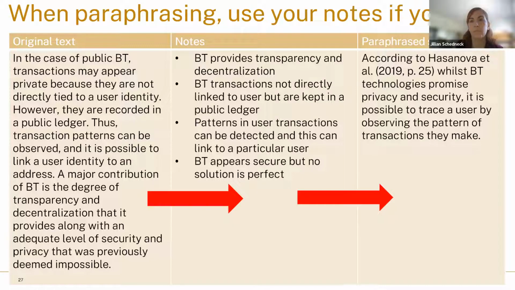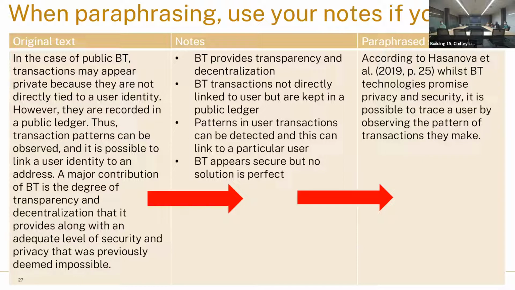Yes. So we've got the original text. When we're taking our notes in the middle column, as you can see, they're not necessarily complete sentences. This is just us taking the key ideas from that original text. So we can summarize it down by identifying that blockchain technology provides transparency and decentralization, that transactions are not directly linked to the user, that there are patterns in user transactions, and that the blockchain technology appears secure, but no solution is perfect. Then in the right-hand column, we actually look at how we can write it ourselves.